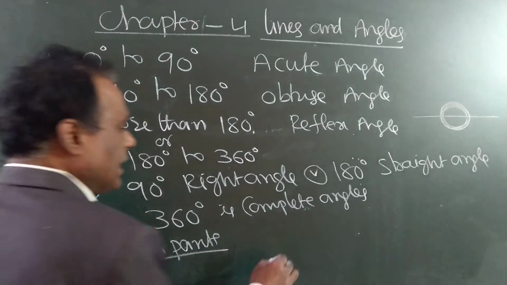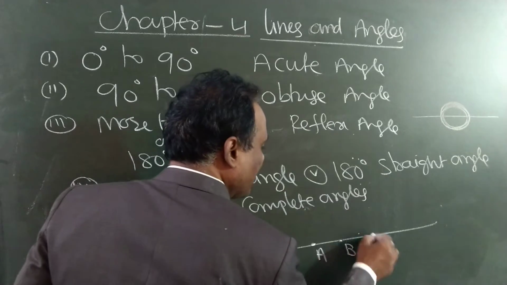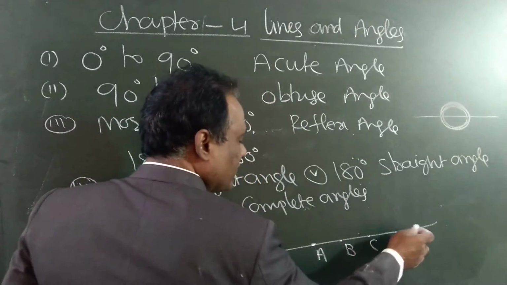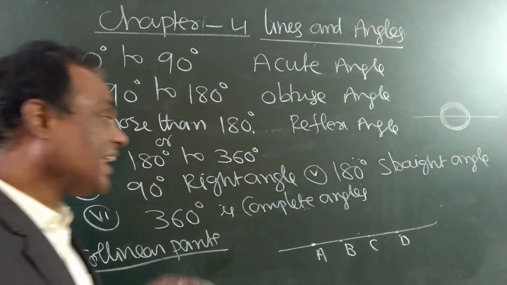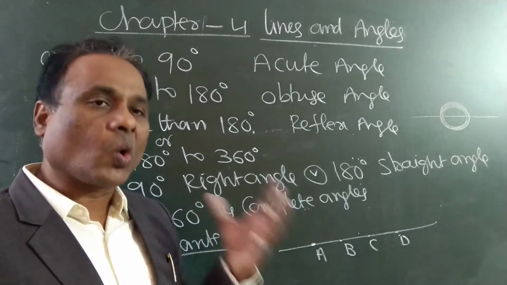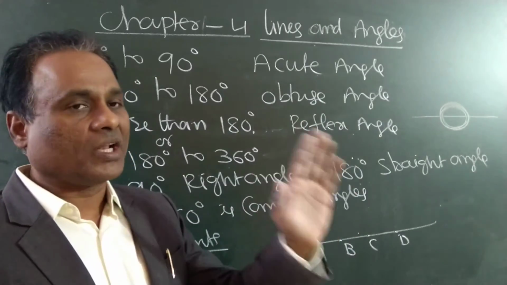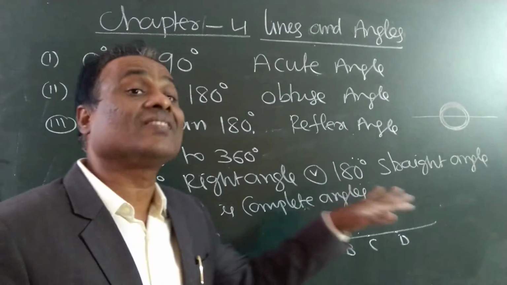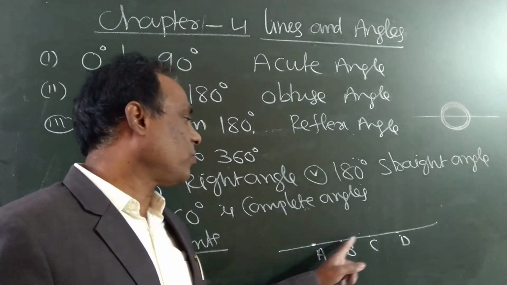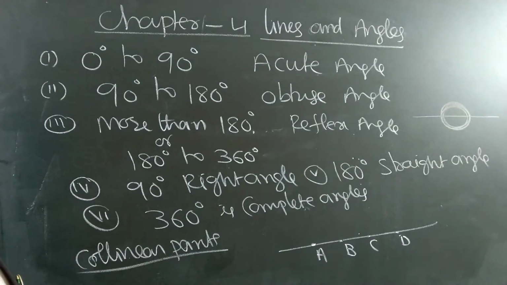Another point is collinear points. If the points are lying on the same line, they are collinear points. Collinear means, linear means line, collinear means same. Collinear means points on the same line. So the number of points on the same line are called collinear points.